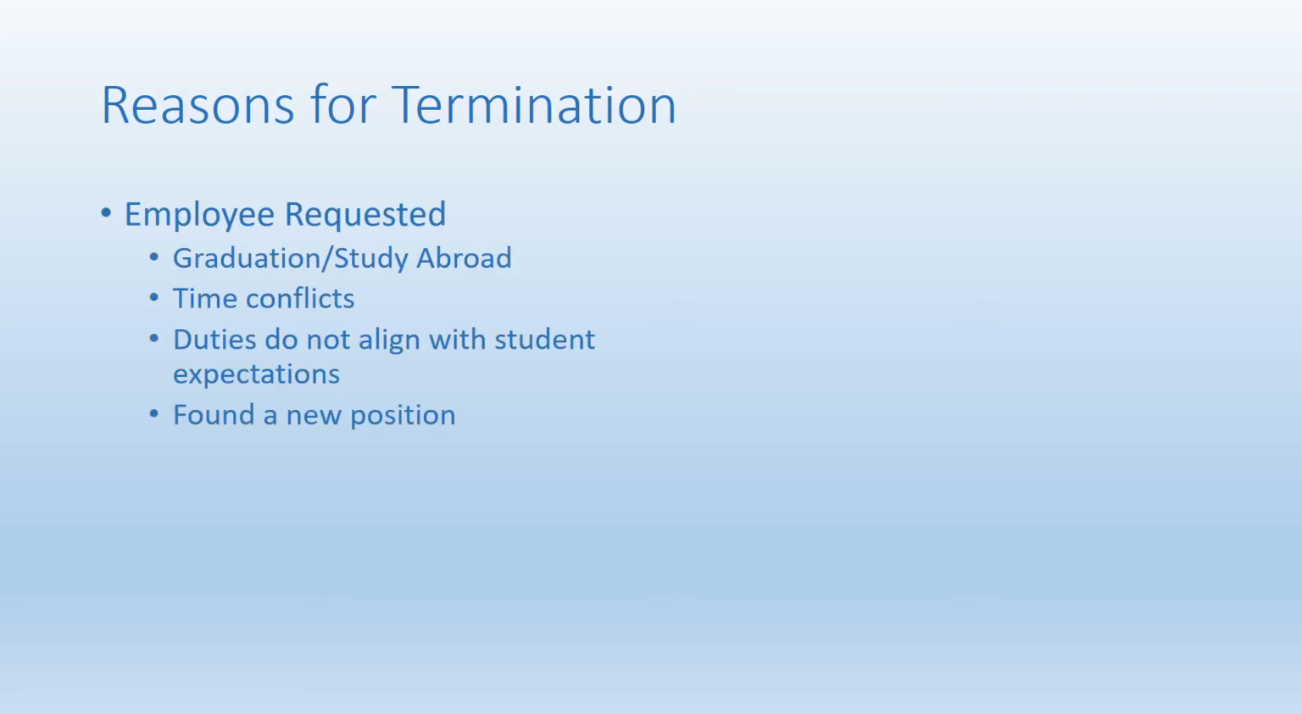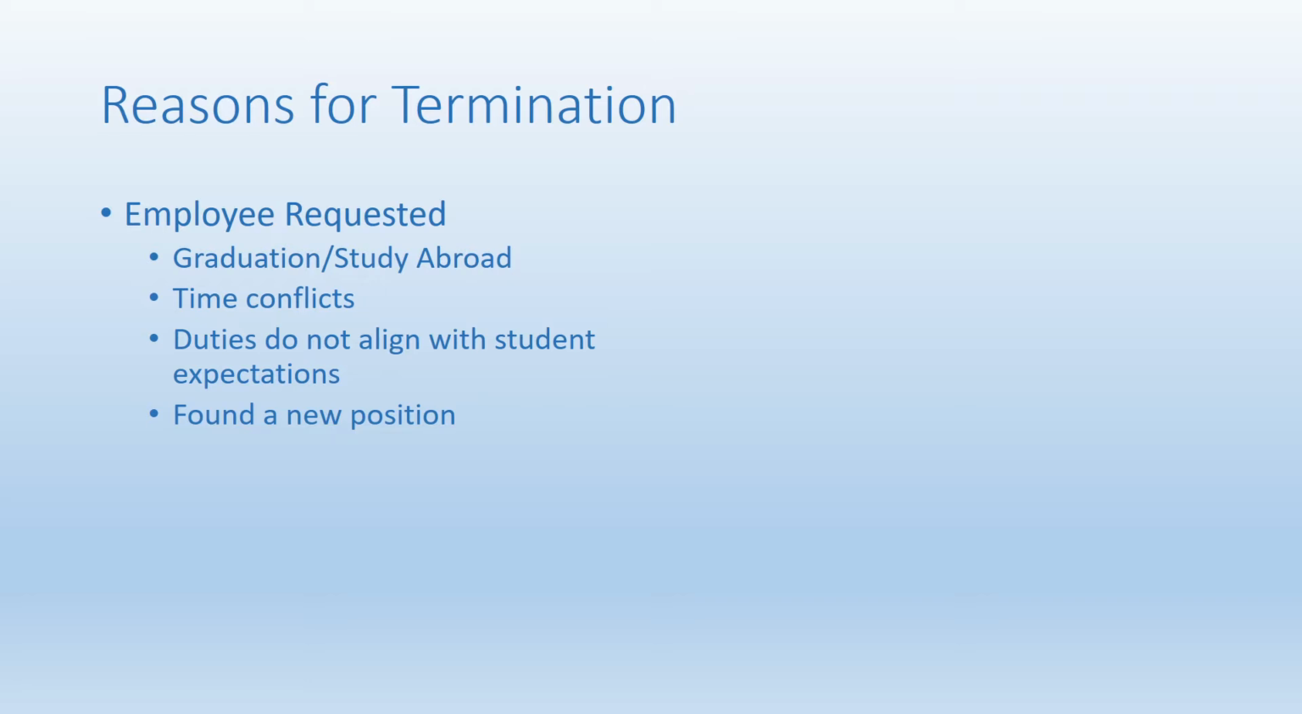So let's talk about why a student might need to be terminated from their position within the work study program. There's three groups of reasons. The first is that the student's requesting it. They're graduating, studying abroad, they're unable to dedicate the time to the position that's needed, it's not as good of a fit, or they found a job that's a better fit. All of these things happen on a fairly regular basis.